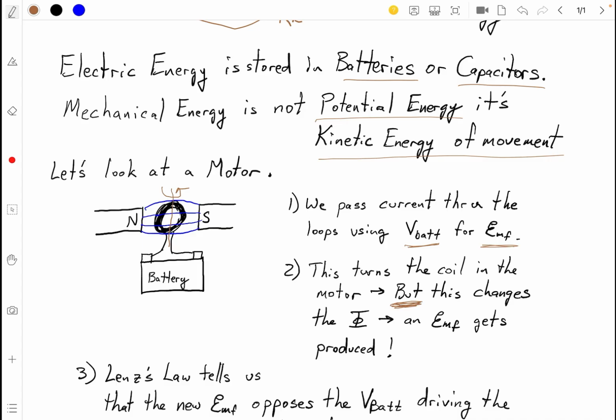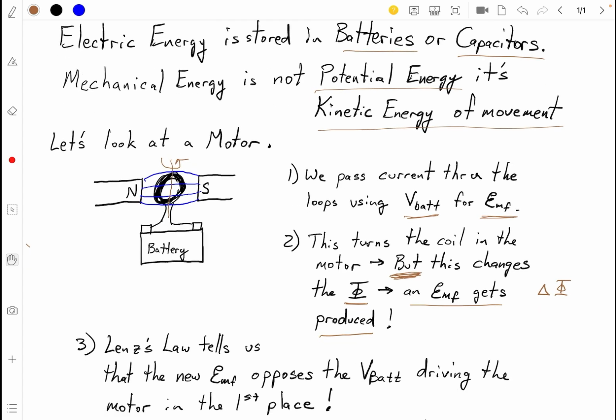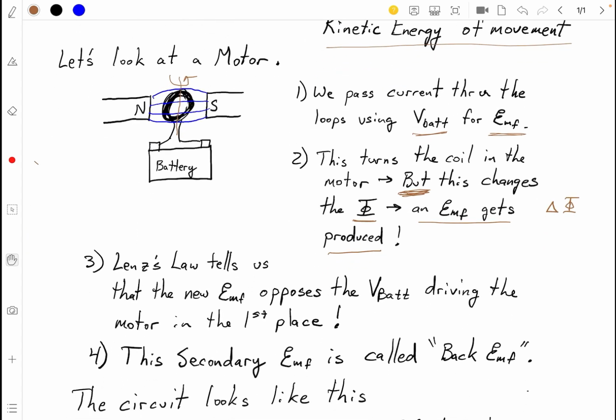This changes the flux. Okay, so change in flux. What does that mean? That means delta flux. So an EMF gets produced that is going to oppose our battery doing this thing in the first place, which is kind of against what we want to do. The good part is, well, let's just keep going with the bad part. It's Lenz's law that's telling us that it's going to oppose our battery that's driving the motor, and so that's kind of bad, right?